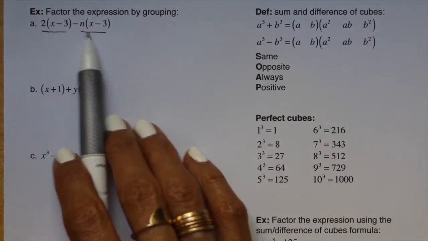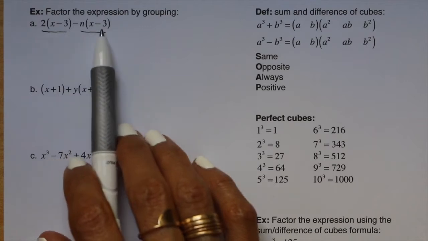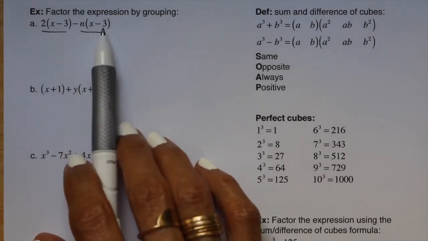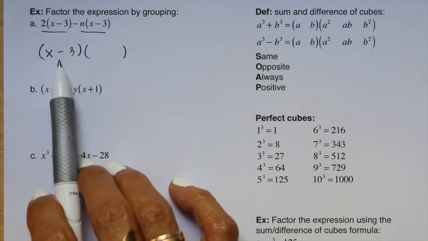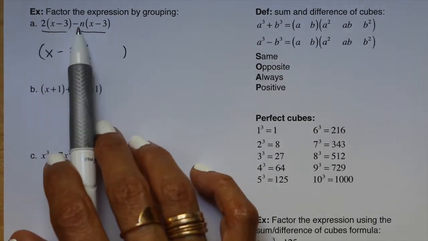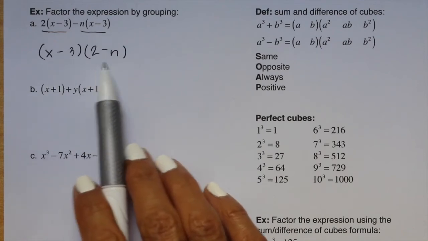If you think of these as two separate terms, you want to look at them and say, what do they have in common that you could factor to the front? And you'll notice their parentheses are the same, so we can factor x minus 3 to the front. So when you factor x minus 3 out to the front, you're left with 2 minus n. So here's our final answer, x minus 3 times 2 minus n.